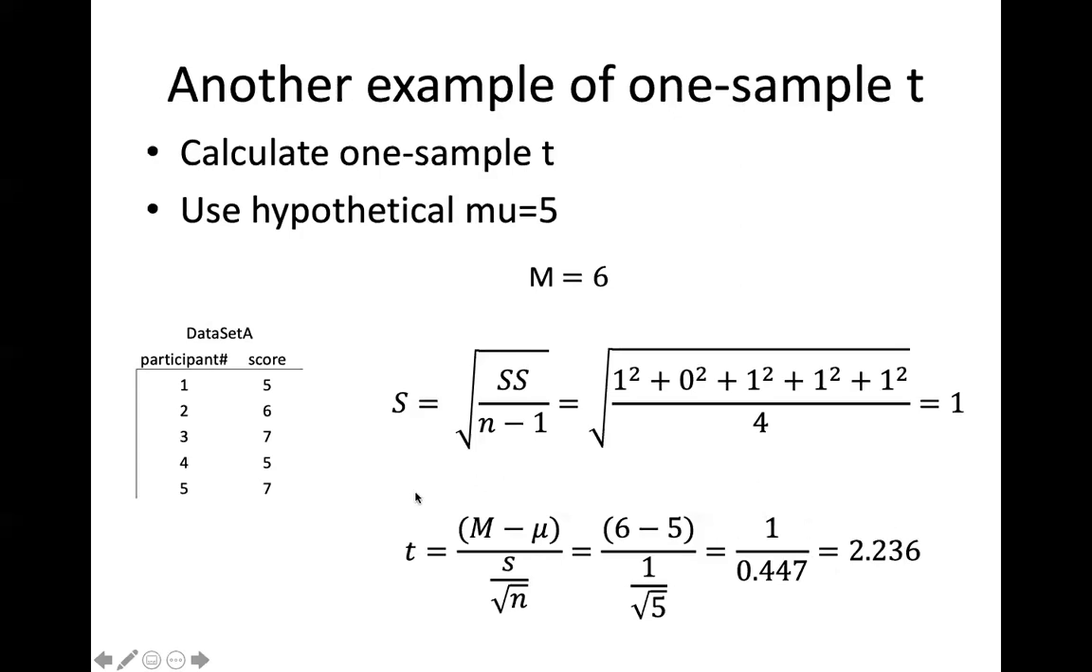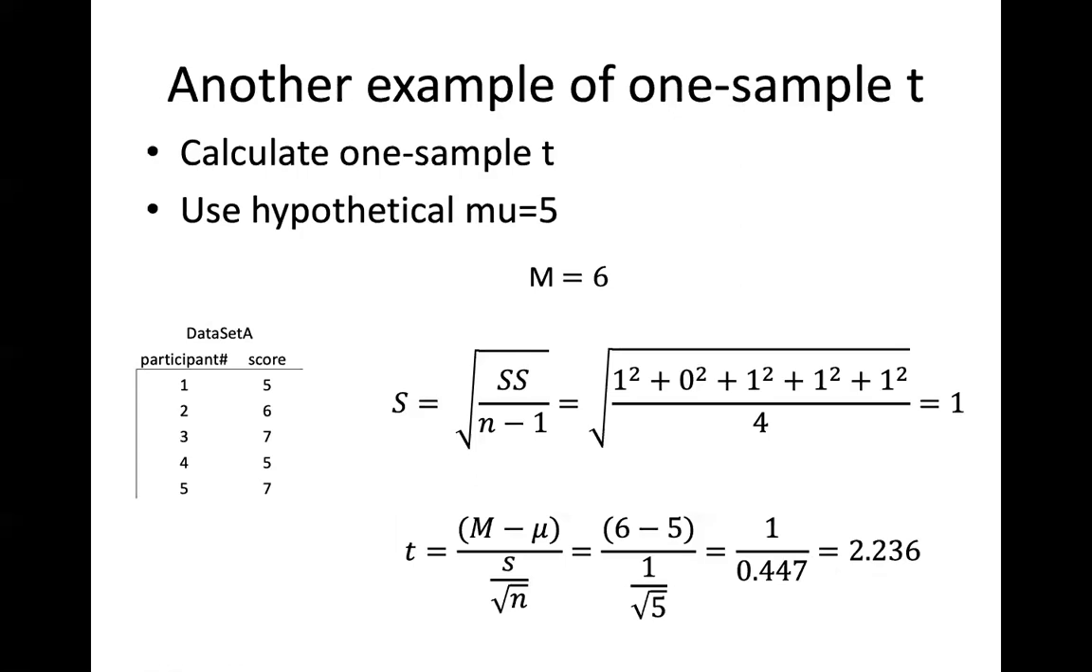Let's say we're doing, we'll just make one up on the fly. Let's say we're doing alpha equals 0.01, and we're going to do a two-tailed test.